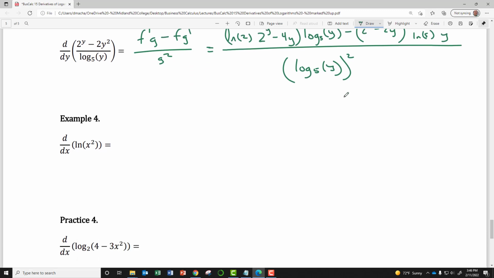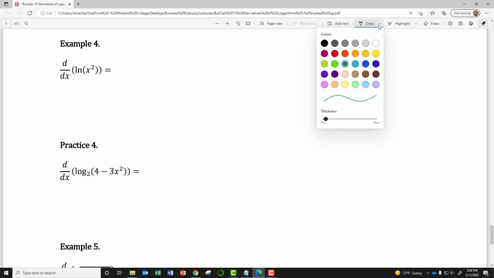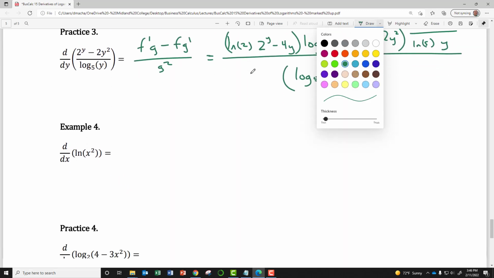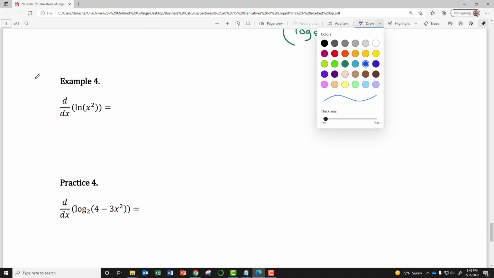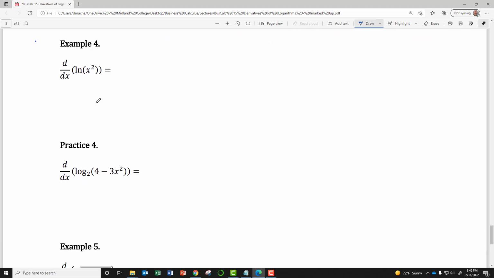Okay. Here's example 4. So in example 4, we've taken the derivative with respect to x of natural log of x squared. And so this is when we need the derivative chain rule. And so I'm going to set y equals natural log x squared.